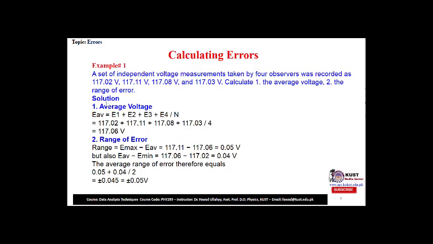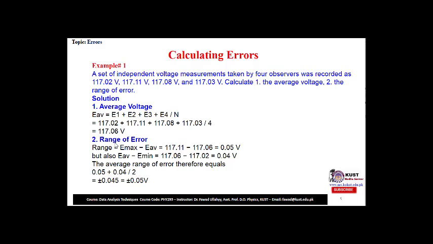The solution to this example is that first of all we have to calculate the average voltage of these 4 values of 4 observers. For calculating the average voltage we will simply take the arithmetic mean of all these 4 and divide it by the total number of observations made. Here are those 4 values, divided by 4, and we get 117.06 volt. So that is the average voltage.